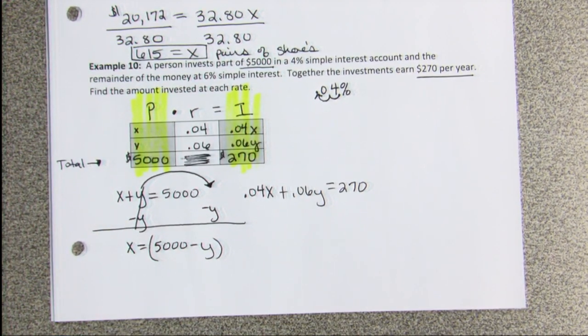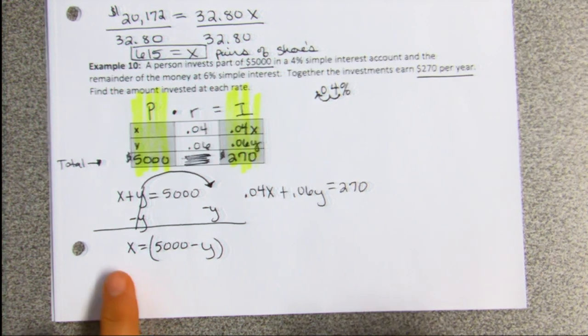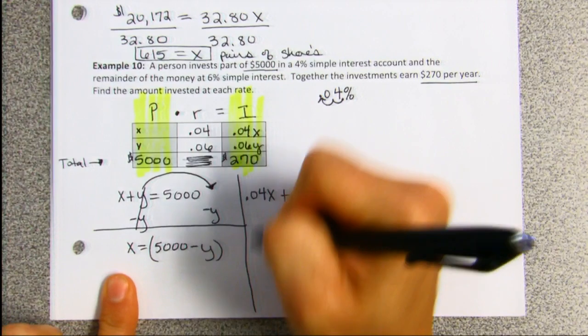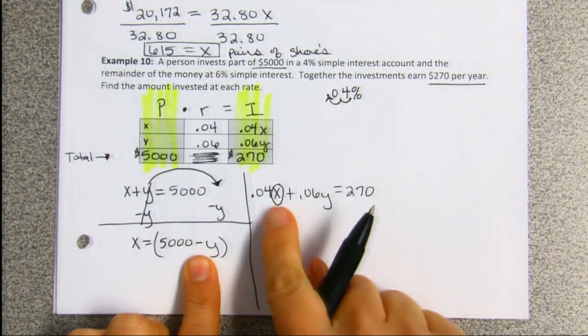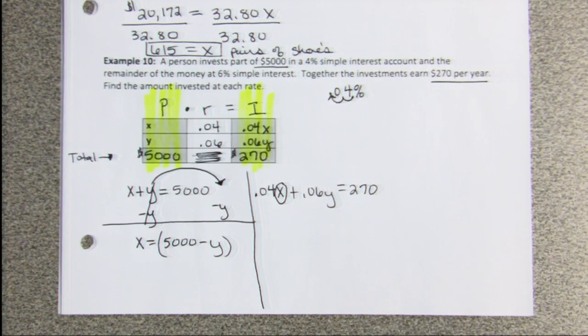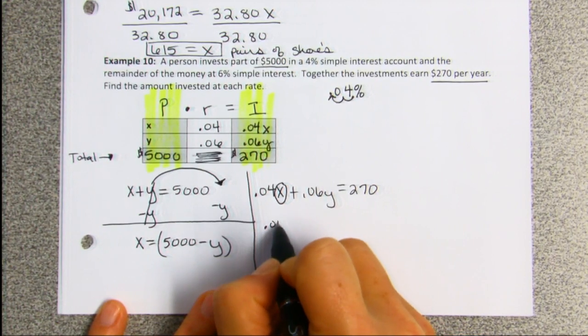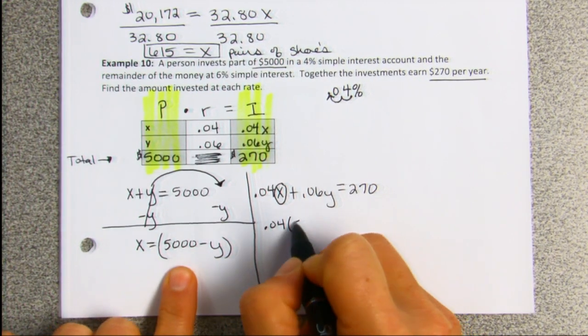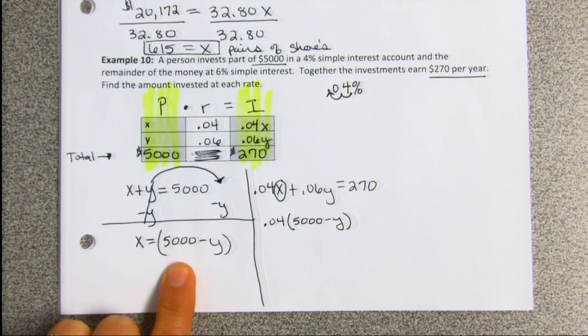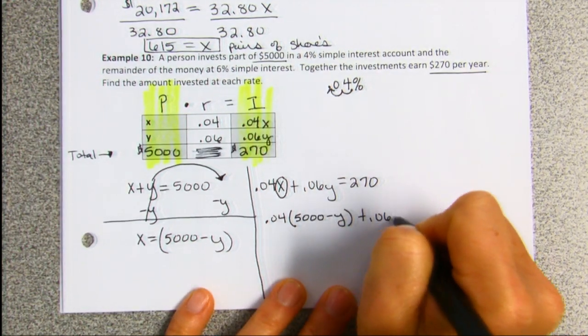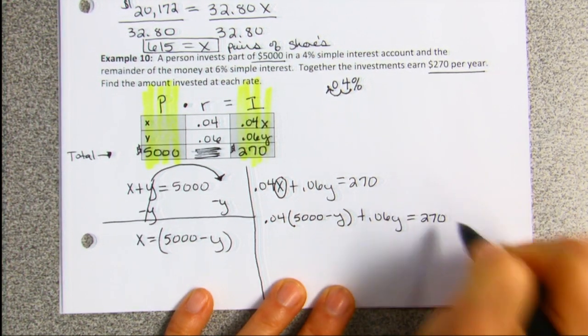So just like that perimeter problem we did on the page before, I'm taking x and plugging that into that second equation. I'm taking this expression and plugging it into x. So let's do that. 0.04 times, we're saying 5,000 minus y. So we replace that. Plus 0.06y equals 270.